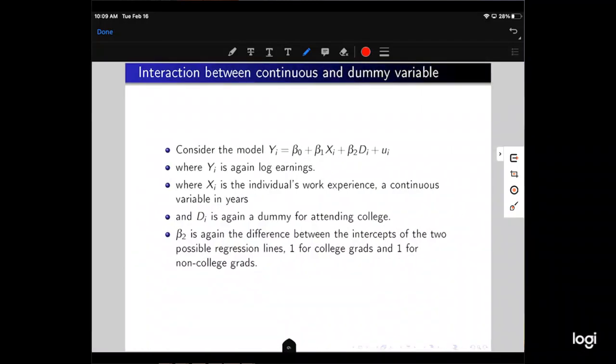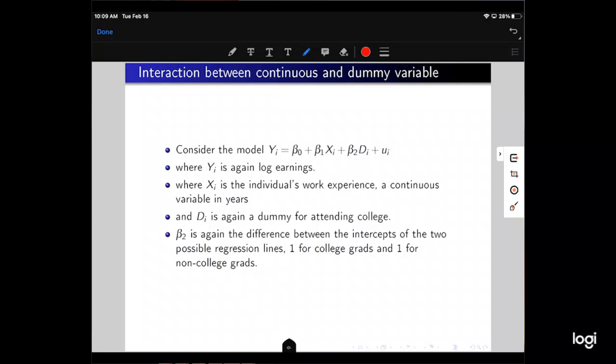Okay, let's do an example of an interaction between a continuous and dummy variable. So now we have y is again log earnings, x is the individual's work experience, a continuous variable in years, and d is again a dummy variable for attending college. So 0 you didn't attend college, 1 you did. Beta 2 is then the difference between the intercepts of the two possible regression lines, one for college grads and one for non-college grads, and we'll show an example of this in a moment.